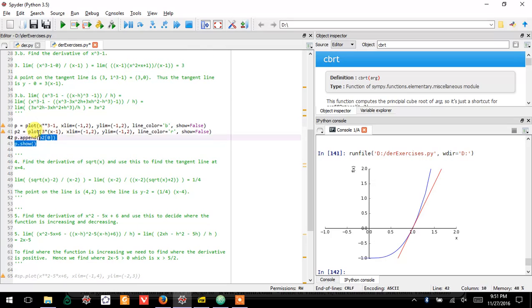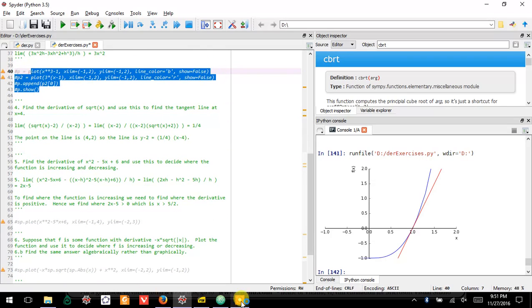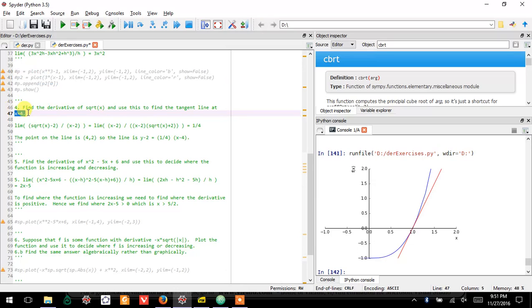So on to the next problem. We want to find the derivative of the square root and use it to find the tangent line at x equals 4. Well, I'm going to start with just the derivative, actually it looks like I calculated the derivative at the point x equals 4, so I'll just run with that.